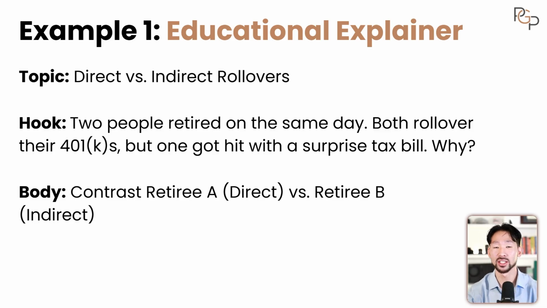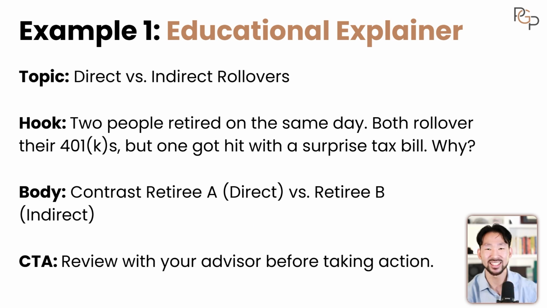You can go into the nuances of, maybe the employer essentially withheld a portion of that rollover for tax purposes. You have 60 days to redeposit it, but they didn't do that, and that's why the tax bill happened. This is where you use the 1 to 3 main points to really drive home on the hook on why one person had a tax bill and the other didn't.